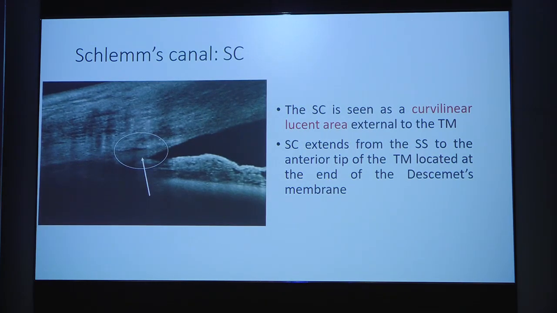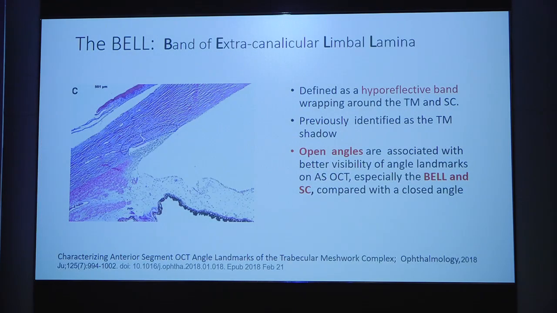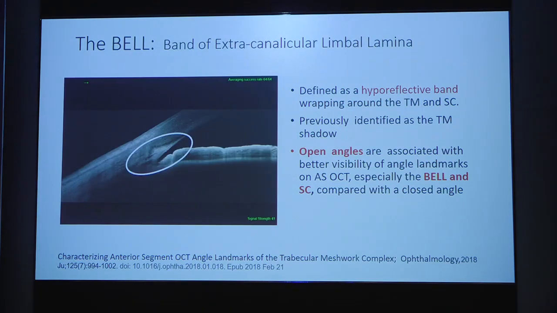It extends from the SS to the anterior tip of the trabecular meshwork at the end of the Descemet's membrane. Another thing which we were seeing on histology, but we can identify on ASOCT, is the band of extracanalicular limbal lamina. This is defined as a hyporeflective band wrapping around the trabecular meshwork and the Schlemm's canal, and it was previously identified as TM shadow. The importance of this is that in open angles it has a better visibility of these landmarks, including Schlemm's canal, compared with the closed angle.